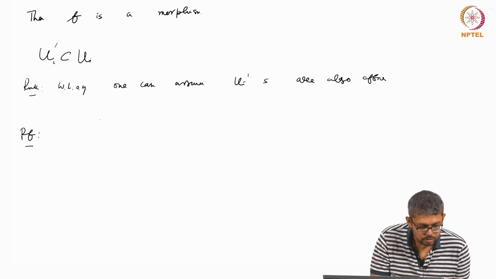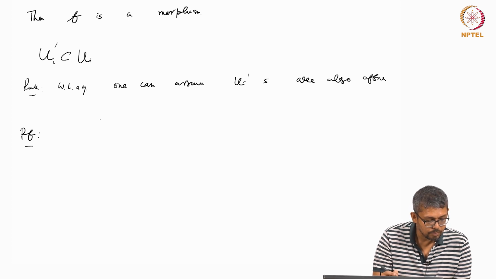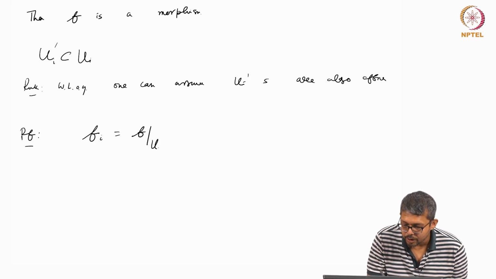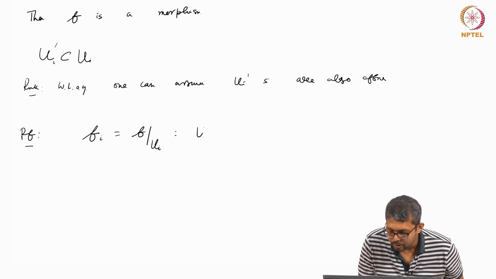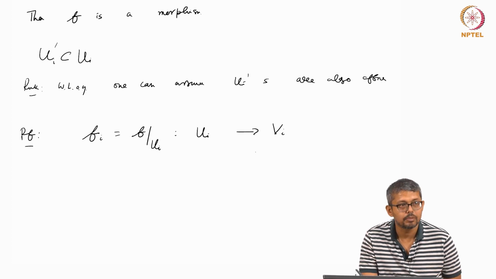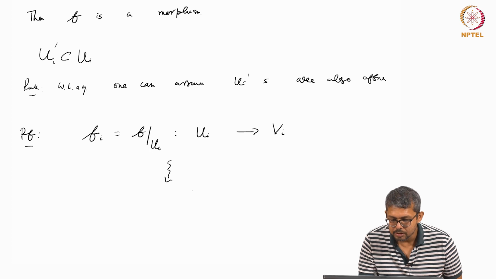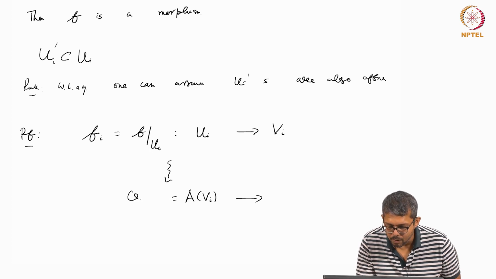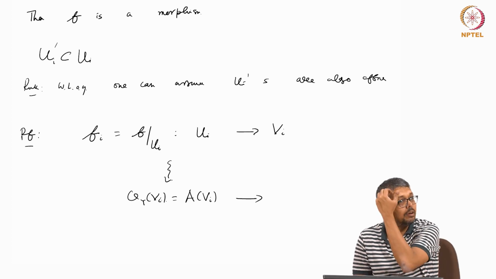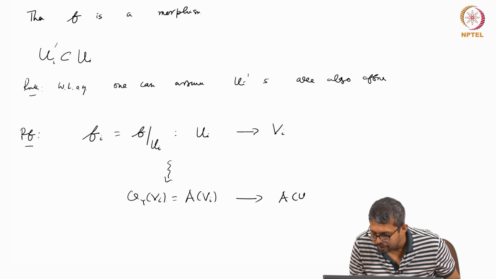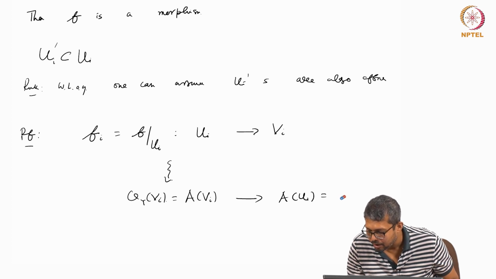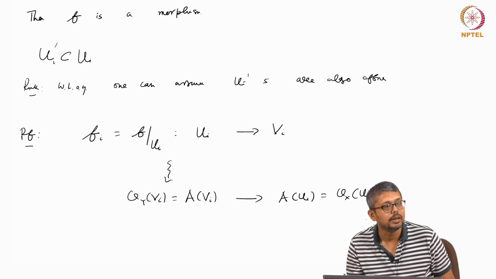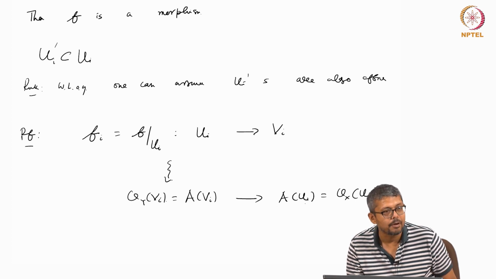Okay, so now the proof. You define f_i to be f restricted to U_i, and this sends U_i to V_i. Now f_i will induce a map at the ring level, from A(V_i), which is nothing but O_Y of V_i, the ring of regular functions on V_i, to A(U_i), which is the ring of regular functions on U_i. Now this is a map of k-algebras.